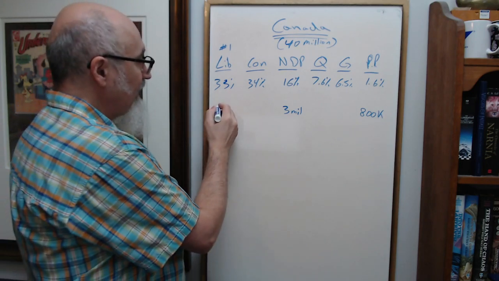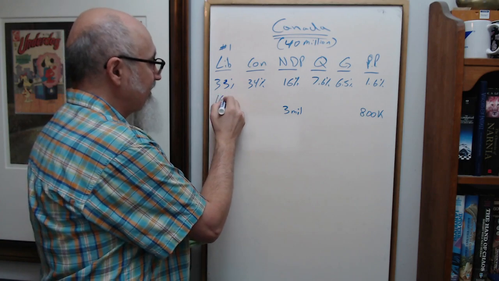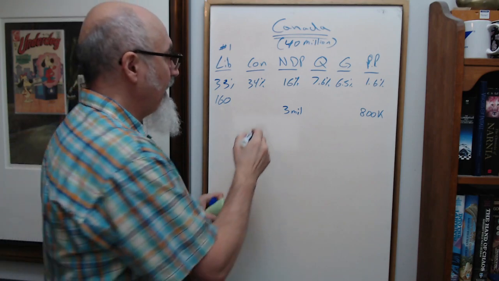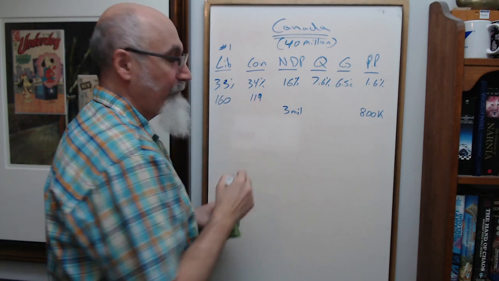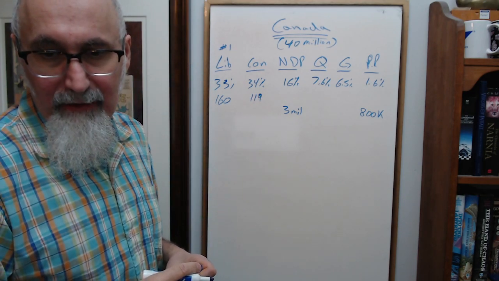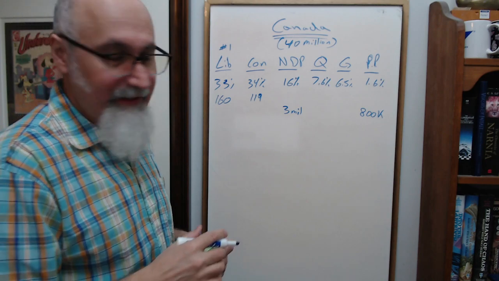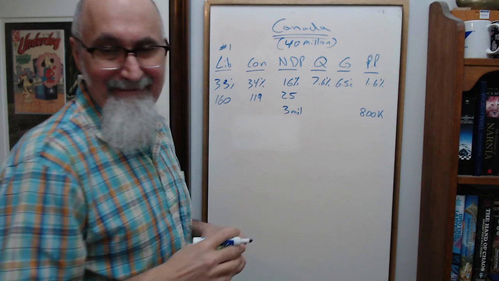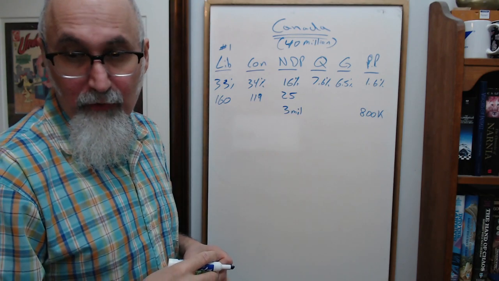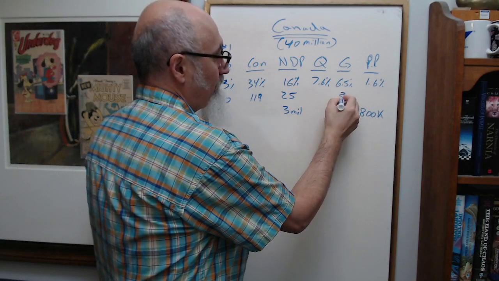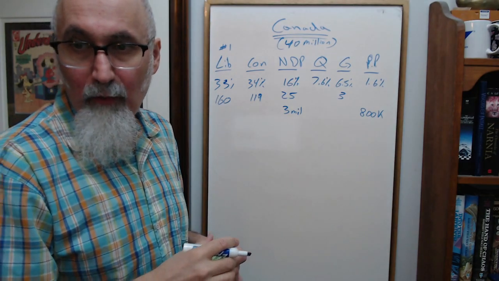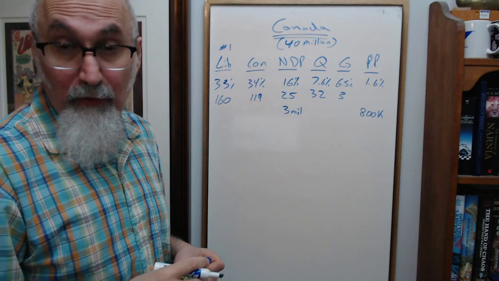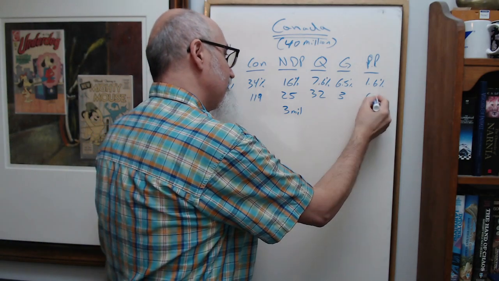Seats won. The Liberals won 160 seats. The Conservatives won 119 seats. The NDP won 25 seats. The Greens won 3 seats. The Bloc Québécois won 32 seats. Right. And the People's Party won 0 seats.